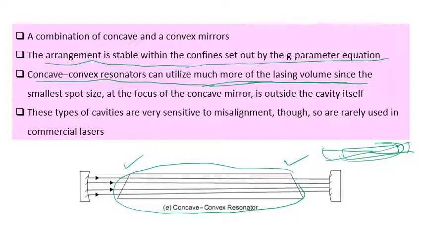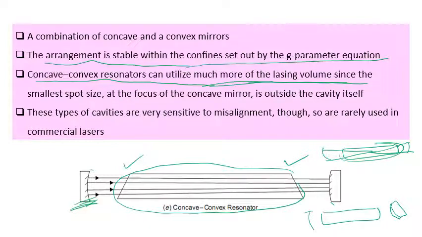And what else here? It can utilize much more of the lasing volume, and if you take it out, it will focus outside of the cavity. Okay, this kind of arrangement is very sensitive and misaligns easily. Okay, it's covering the whole mirror here. If you tilt it a little, the light will pass through like this. Okay, so if this is your lasing medium and this one has a little tilt.